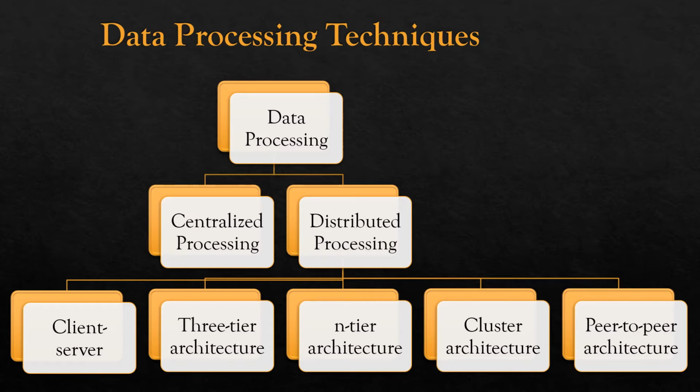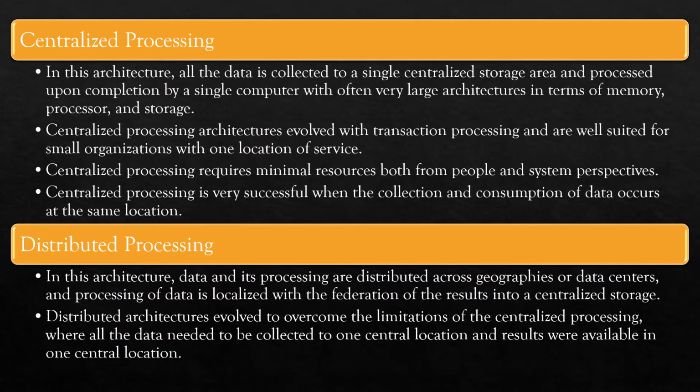First, what are centralized processing and distributed processing, before we go into the details of distributed processing. First, centralized processing. In centralized processing, the data is collected into a single centralized storage. Like I said, the easy analogy is the centralized aircon. You can see one aircon in the mall. It's the same with the processing.